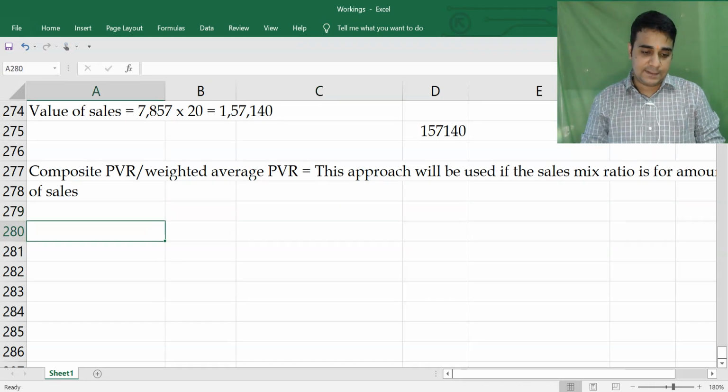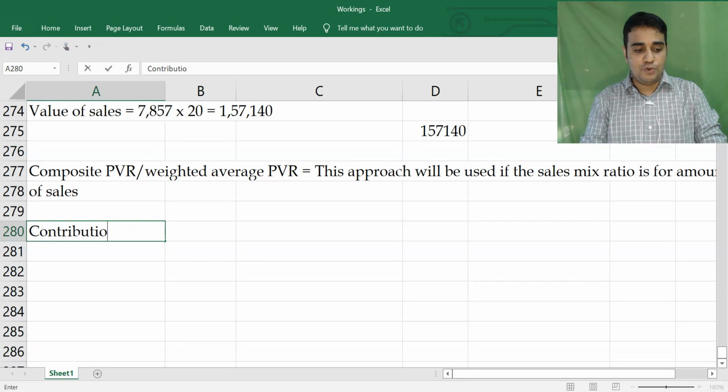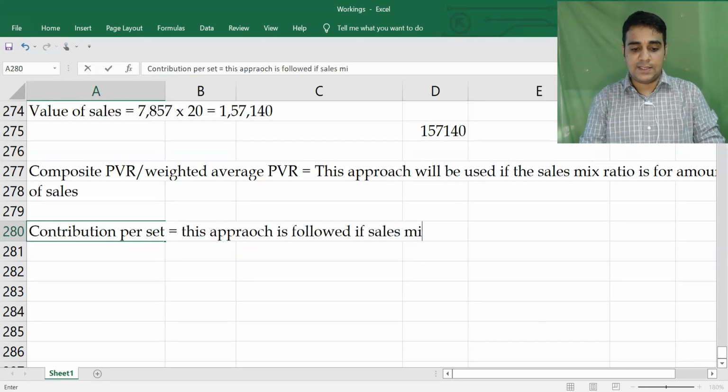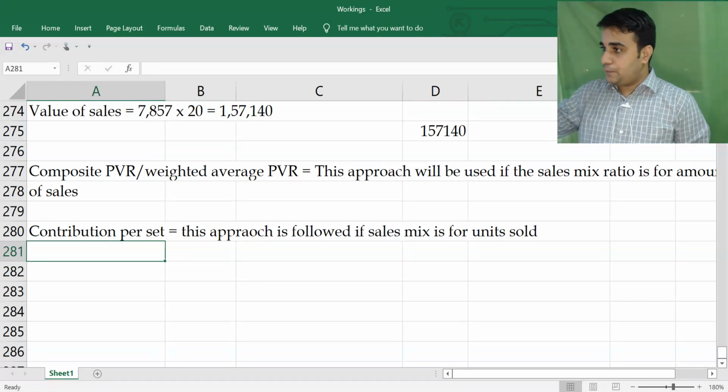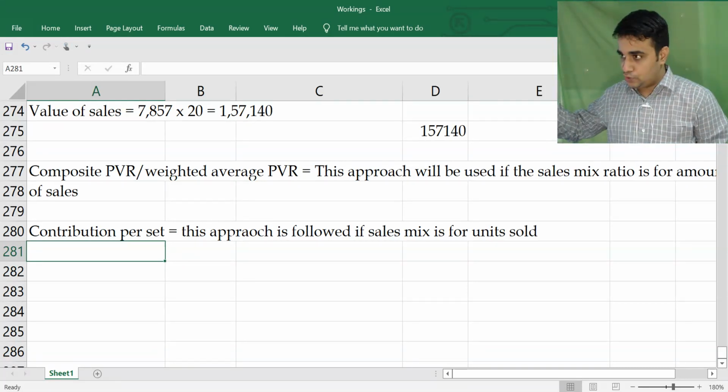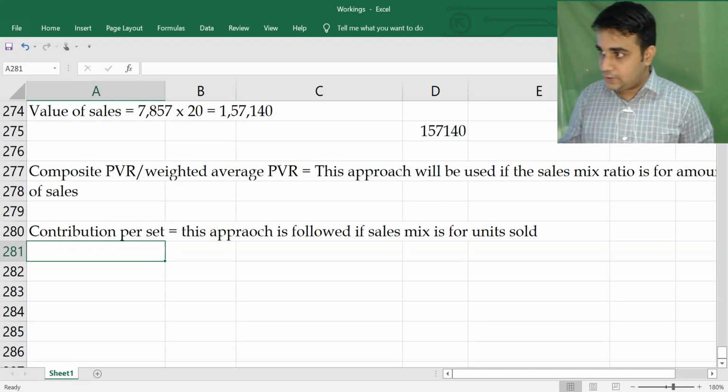If the sales mix is for units, we calculate contribution per set. If the sales mix is for units sold, the mix of 2:3 in this question is for the units sold, 2:3 of V and J.